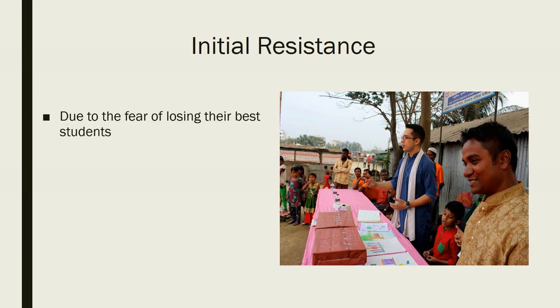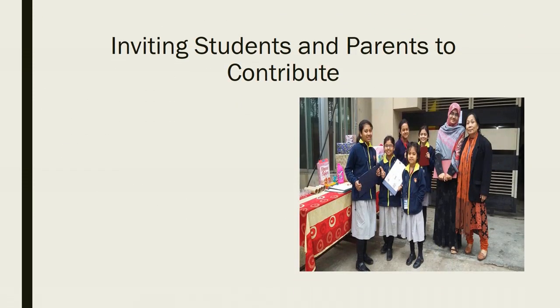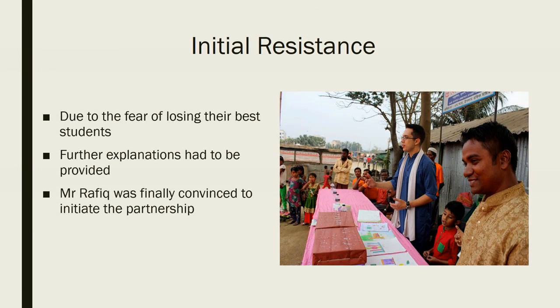So there was some initial resistance on the part of the Islamic school because the principal of the Islamic school thought that Mr. Arthur went there to steal his children, steal his best children, because he didn't have any idea about the social standings of both the schools. So then further explanations had to be given about the differences in the social standings between the two groups of students. And after that, he was convinced, and the partnership was initiated.